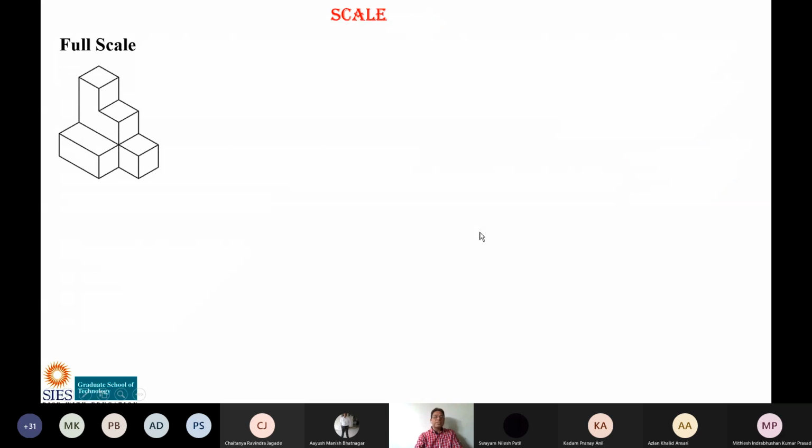So what is full scale? Now this is a drawing given to you. Okay, I can accommodate this drawing on the drawing sheet. So I will draw it to the full scale. So when the object is drawn on the sheet to the actual size, means if this is say 10 mm, and I am drawing it on the drawing as 10 mm only. This is actually a vertical line. I am drawing it as 10 mm only, then it is full scale. So such a scale is called full scale.